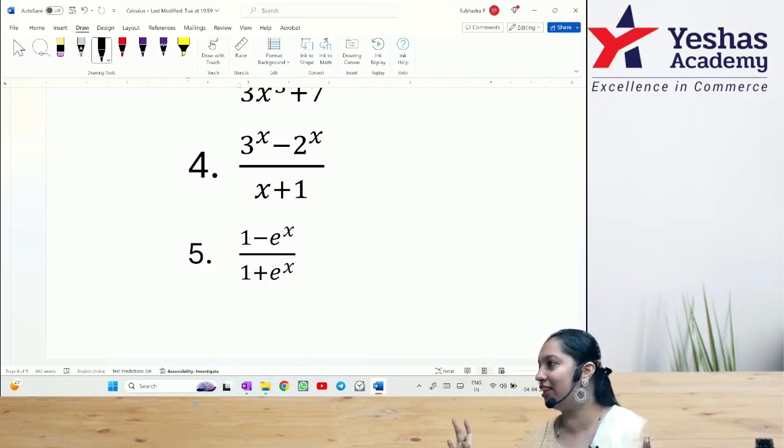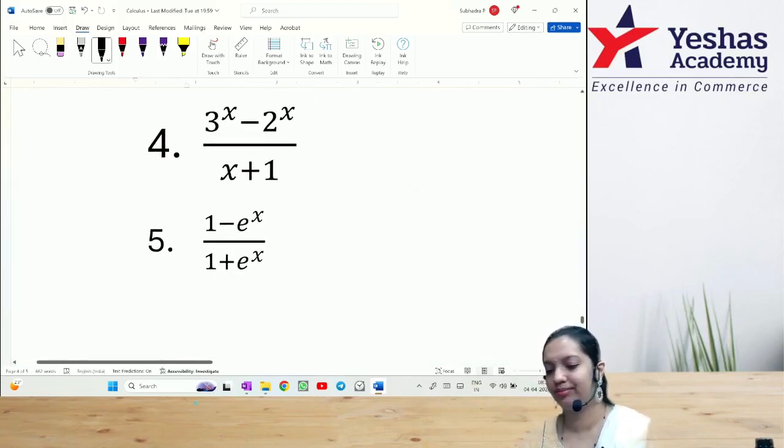ICAI's main motive in life is not to make everyone pass and become CA. It is to make only the deserved ones pass and become CA. So they want to check whether you actually deserve it or not.